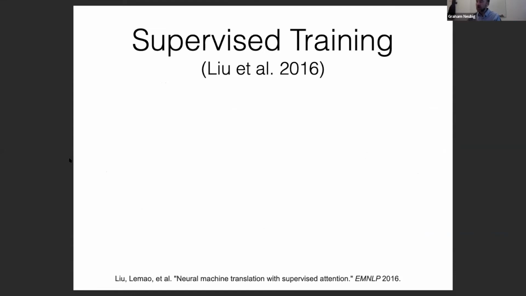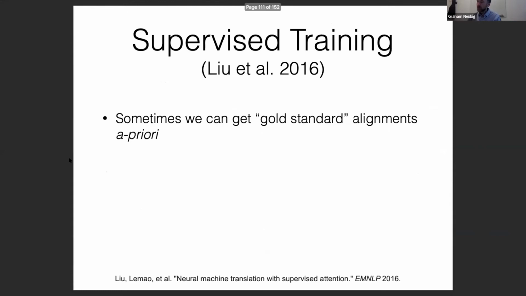So another common improvement to attention is supervised training. And normally we just train the attention together with the entire model. However, sometimes we can get quote unquote gold standard alignments a priori. And gold standard alignments could be manual alignments where we've asked a human annotator to say specifically which words in the source correspond to which words in the target.